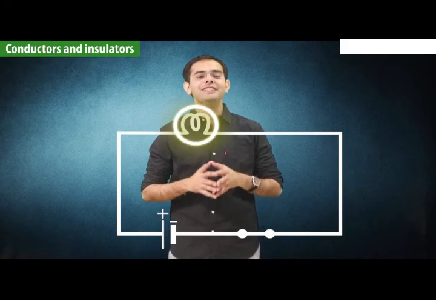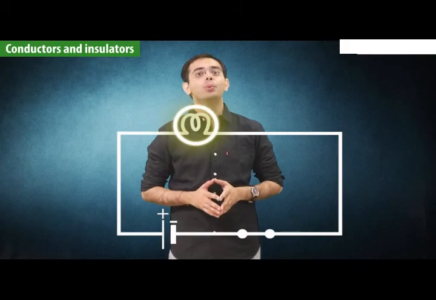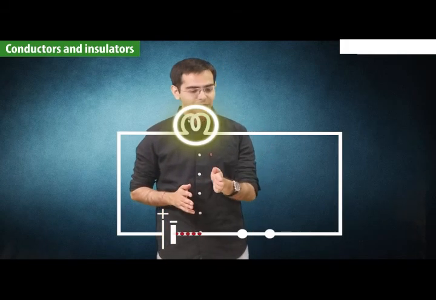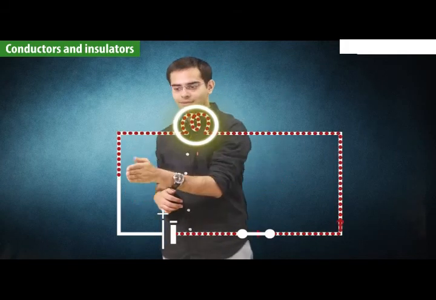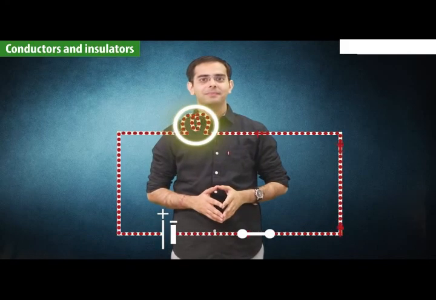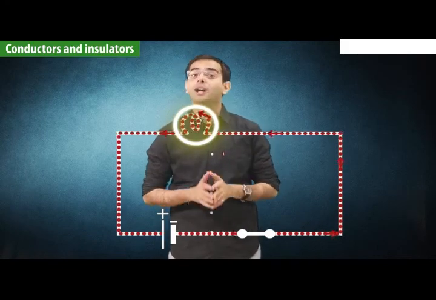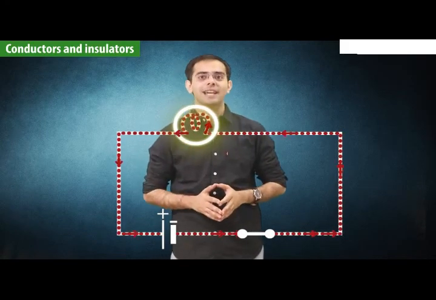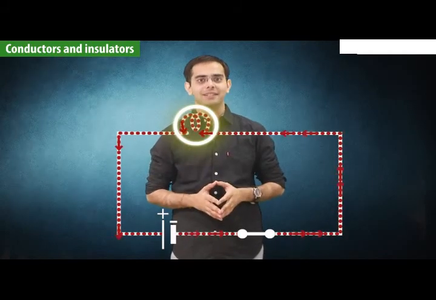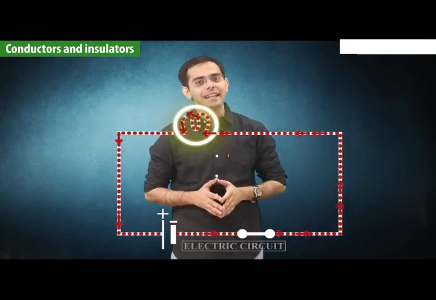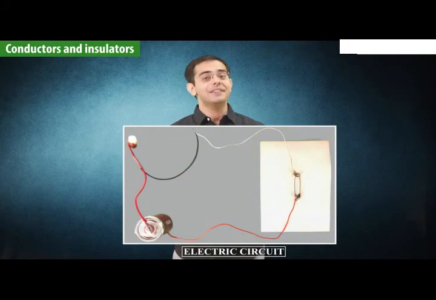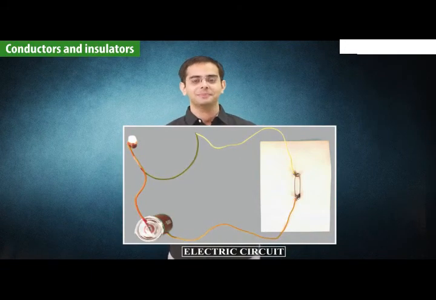Hello students, from the previous modules you have learned that electric current is the flow of negatively charged electrons which move from negative terminal to positive terminal. And for the current to flow, a complete and closed conducting path is required, which is called an electric circuit. And this electric circuit is established by using wires.